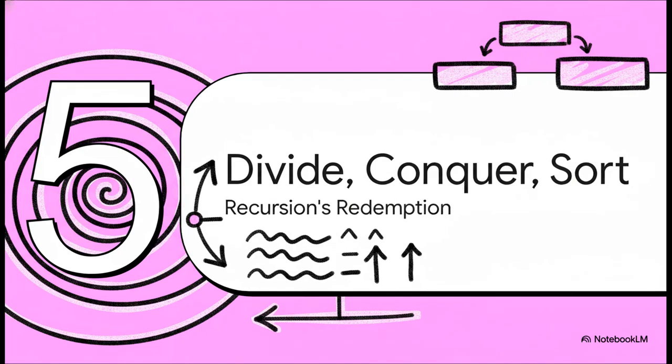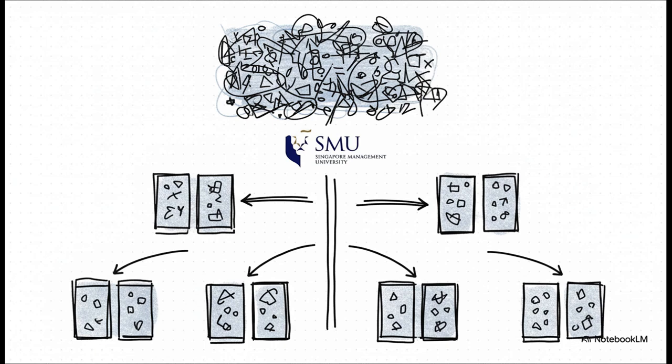So is recursion just a beautiful but totally impractical idea? No, not at all. For some of the hardest problems in computer science, it's not just elegant, it is by far the most powerful tool we have. So let's see recursion's redemption with a famous algorithm called merge sort. Okay, imagine you have a completely scrambled list of numbers that you need to sort.